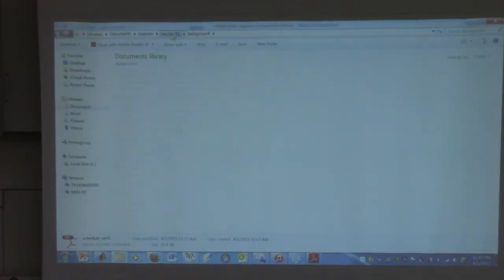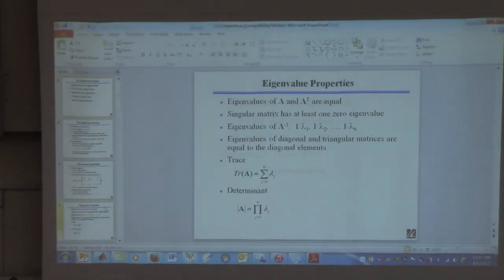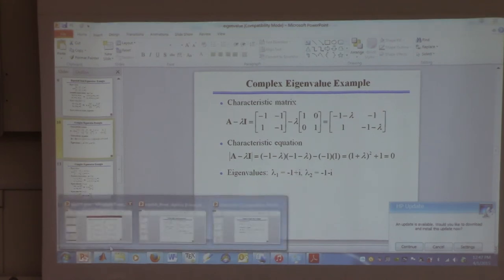So it was that matrix, even though I deleted it. Sorry about that. It was A equals -1, -1, -1, -1. Okay. I'll put it on the slide. I accidentally deleted it. All right. So there's the matrix.